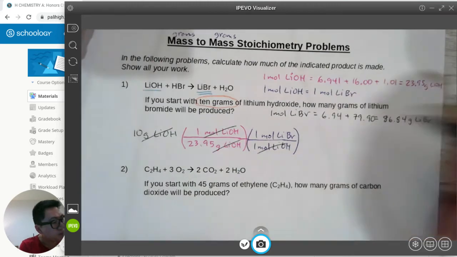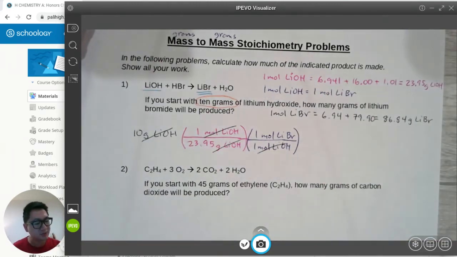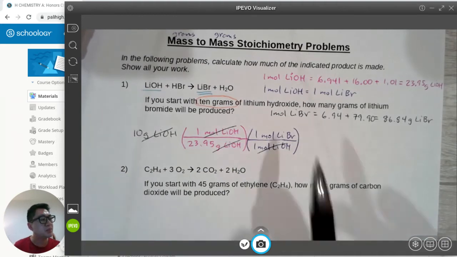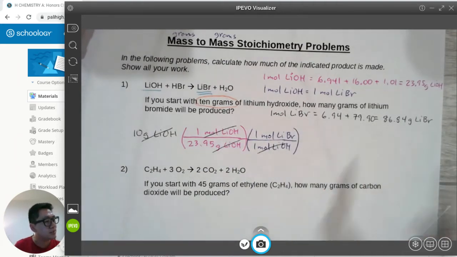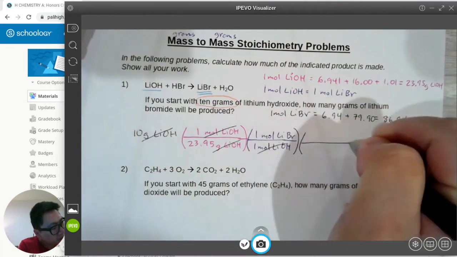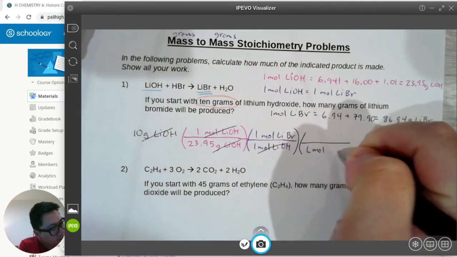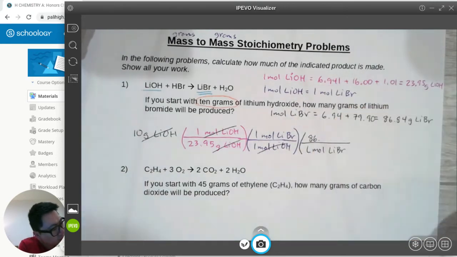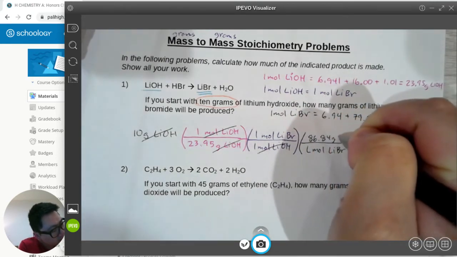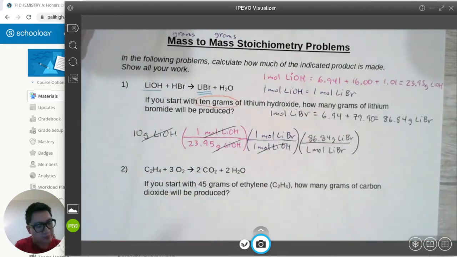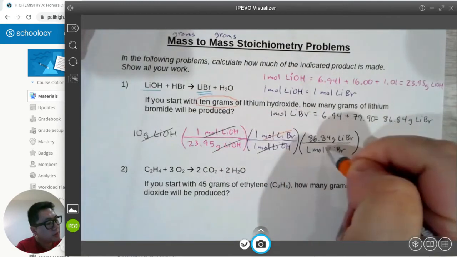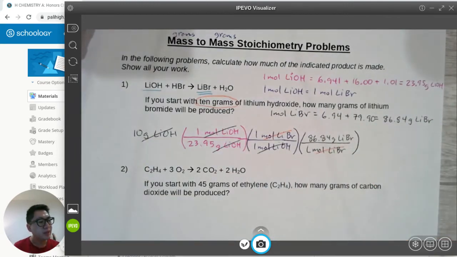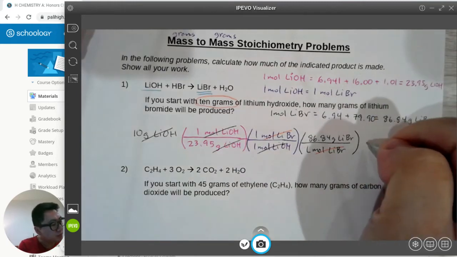I think there was a 0 after that, but that's just for sig figs. Don't worry about sig figs for this problem. Now I can change my moles of lithium bromide into grams of lithium bromide. 1 mole of lithium bromide weighs 86.84 grams. And by having moles of lithium bromide in the denominator, they will cancel out. And now I have grams of lithium bromide.